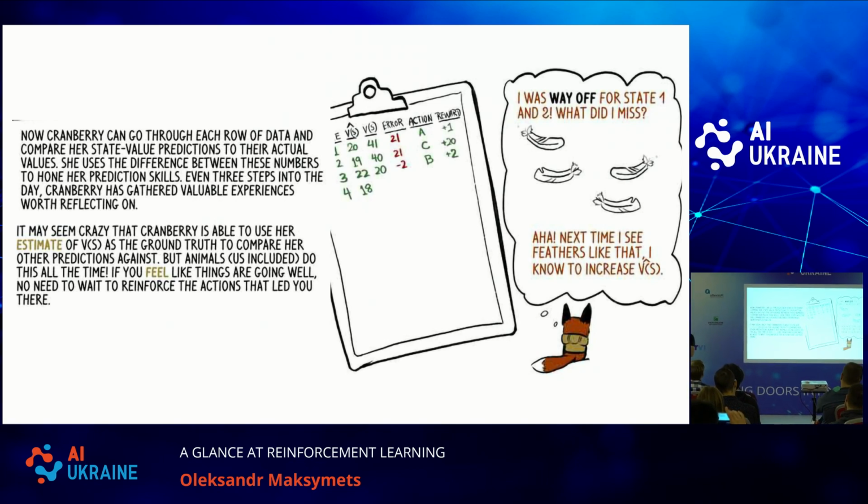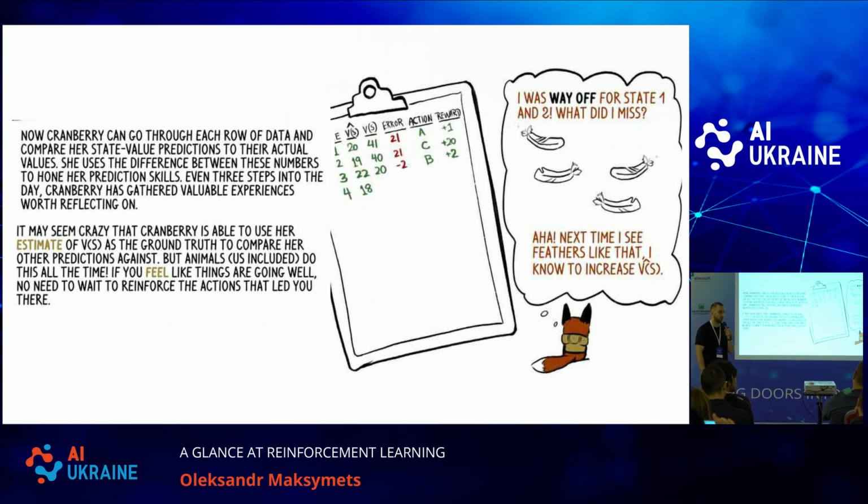Any questions here? Discount? It's a hyperparameter, so it's actually constant.